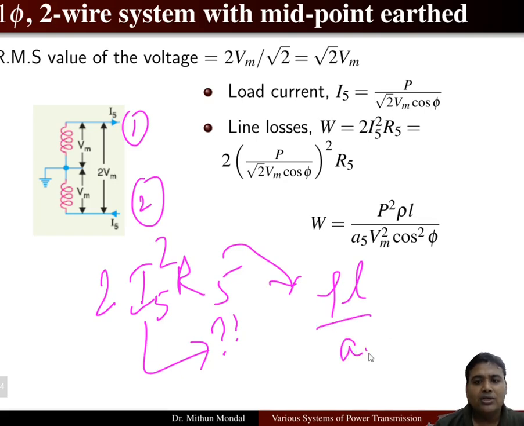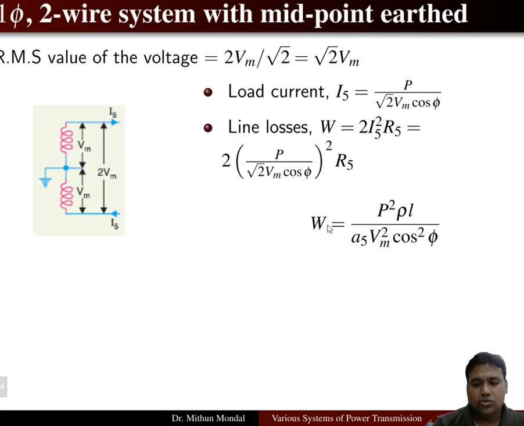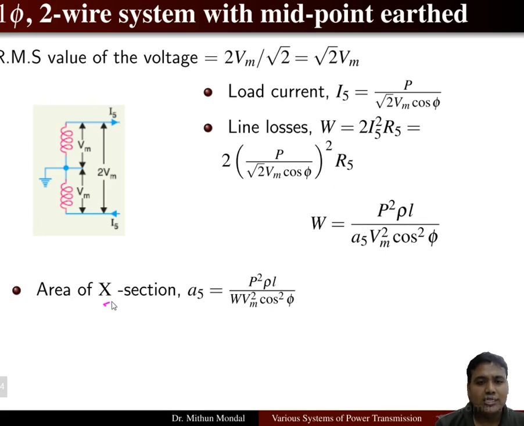Now it is your fifth case. The length of the conductor remains constant. The material remains constant. So rho L by A5. So you will be getting the power loss equation W. The next thing you will do is determine the area of cross section of the conductor from this equation. So the area of cross section you will be getting is P square rho L by W Vm square cos square phi.